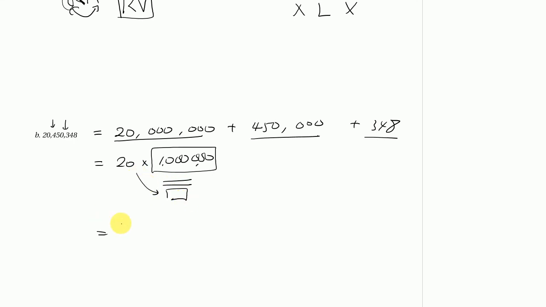So what is 20? It is 2 X's, right? So we put just a double bar above those 2 X's, which means 20 million. Okay?